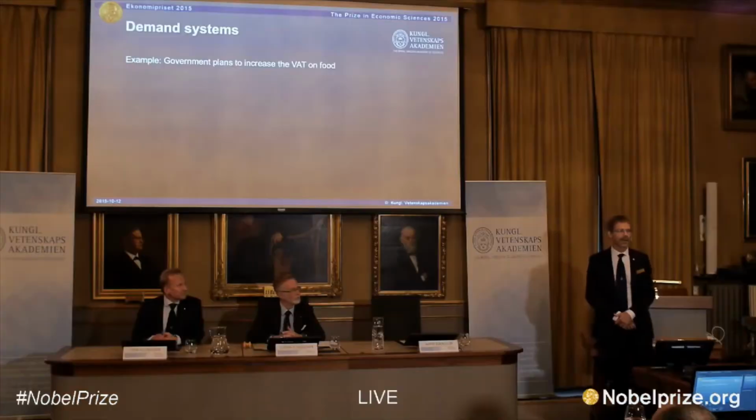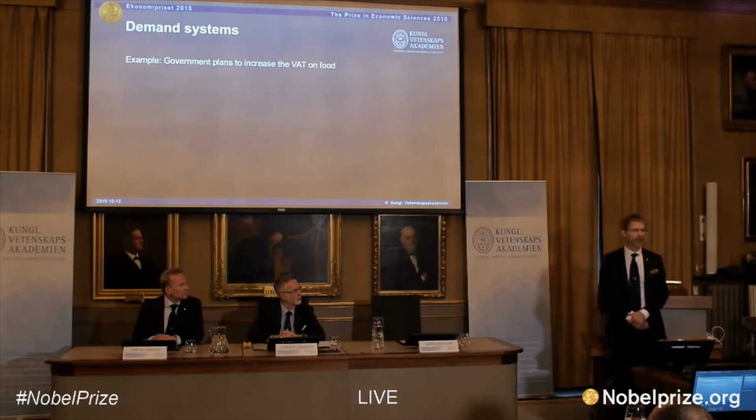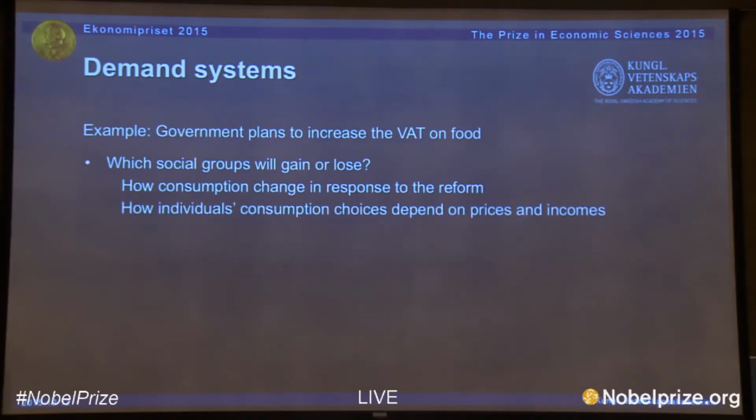Starting with demand system. And let's start with an example. Let's think of a government that plans to increase the VAT on food. Presumably, or hopefully, we would like that government then to find out which social groups will gain and which social group will lose, and how large are the gains and how large are the losses. But in order to determine that, we need to determine how consumption of various goods and services change in response to the reform. And in order to determine that, we need to know how changes in prices and incomes affect individuals' consumption decisions.